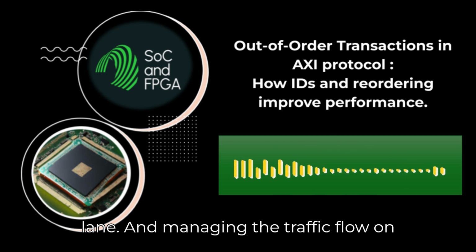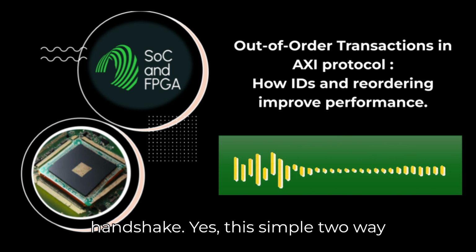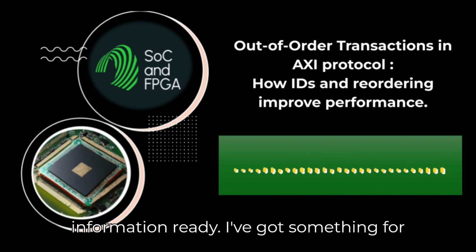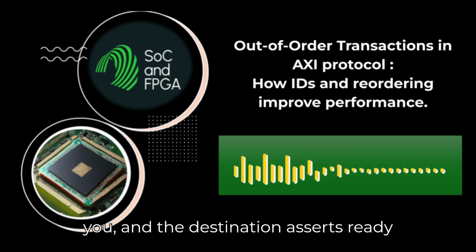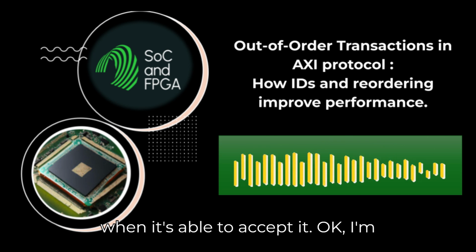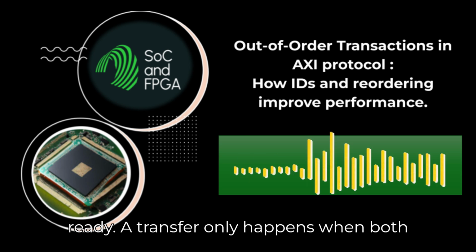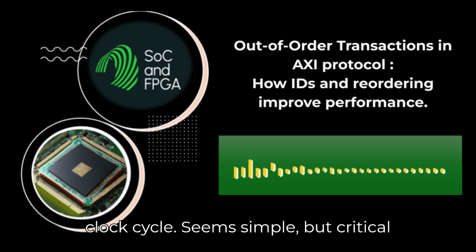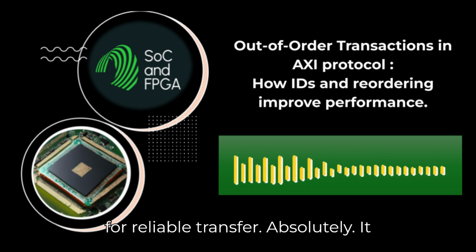And managing the traffic flow on each lane relies on the valid-ready handshake. Yes, this simple two-way handshake is everywhere in AXI. The source asserts valid when it has information ready, I've got something for you, and the destination asserts ready when it's able to accept it. Okay, I'm ready. A transfer only happens when both valid and ready are high on the same clock cycle.